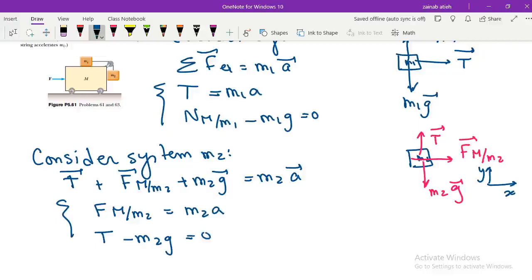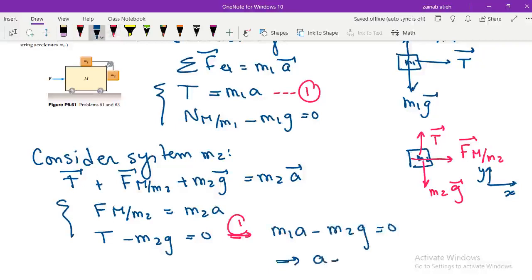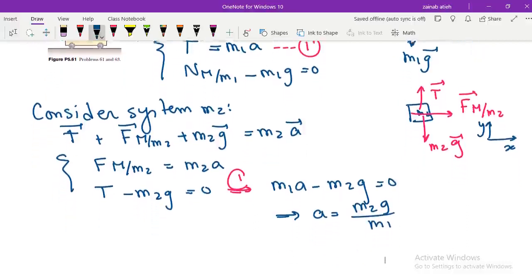Now previously I had the tension. The tension was equal to M1A. I will use this equation; I will call it equation 1. I will use equation 1 to substitute for the tension. I can see clearly that M1A minus M2G is equal to 0, which gives me A equal to M2G over M1. And so I now know the acceleration of the system.